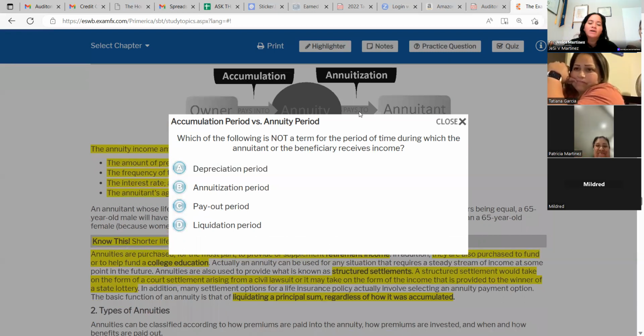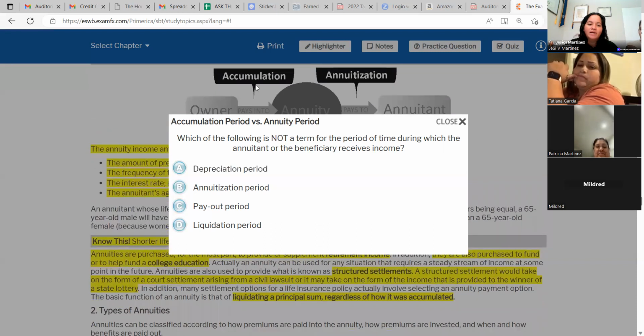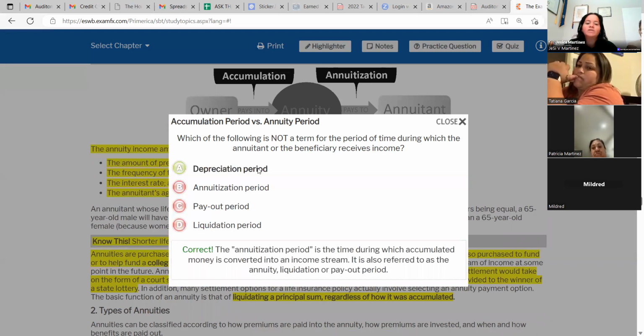I don't know if you saw that I changed the background. I mean, not the background, like I scrolled. So your accumulation period is when you're paying in, your annuitization period is when you're paying out. So it's your annuitization period, you're paying out, or you're liquidating the account. So the only one that does not belong will be your depreciation. Annuity, liquidation, or payout. Perfect.